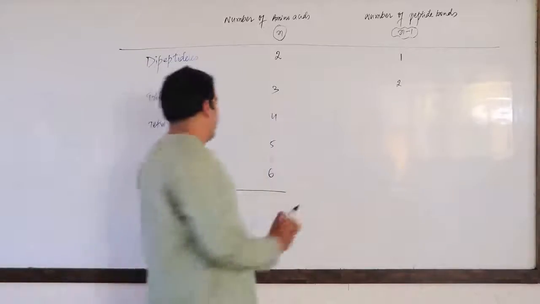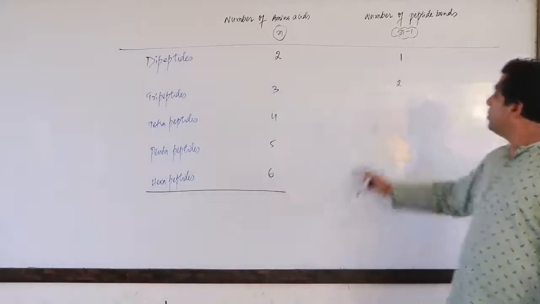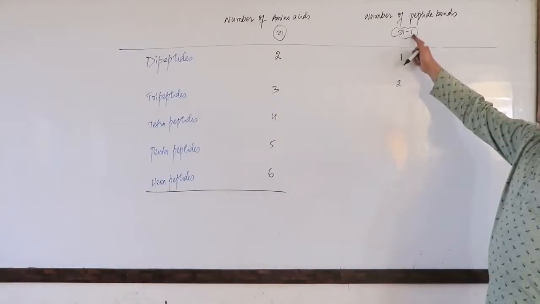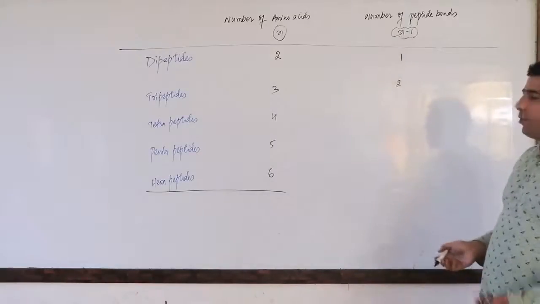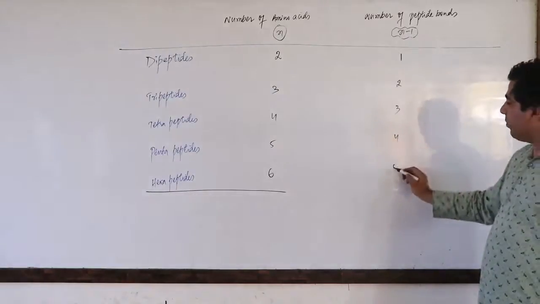Now if we say here 6 amino acids are here, so this will be N minus 1. Okay, 6 minus 1, what is that? 5. So obviously here will be 3, here will be 4, and here will be 5.